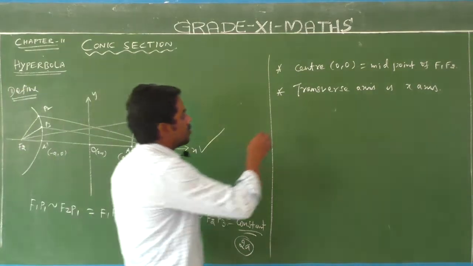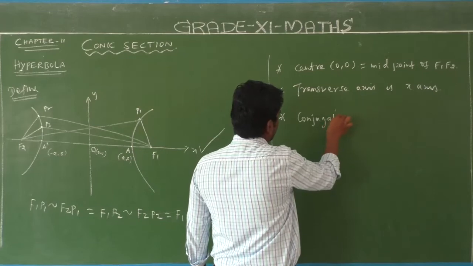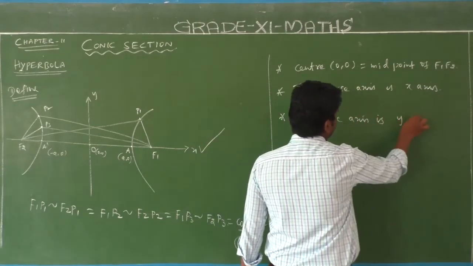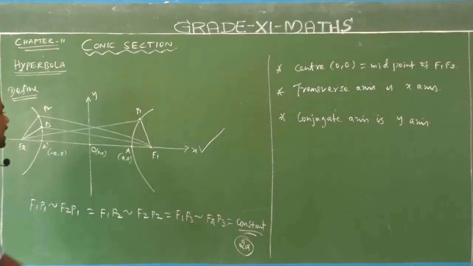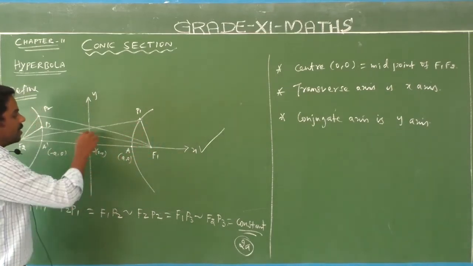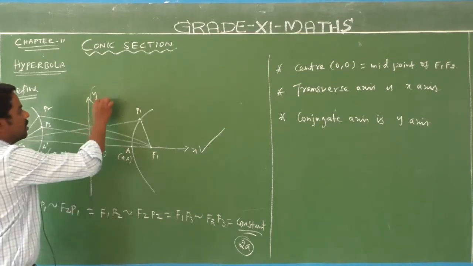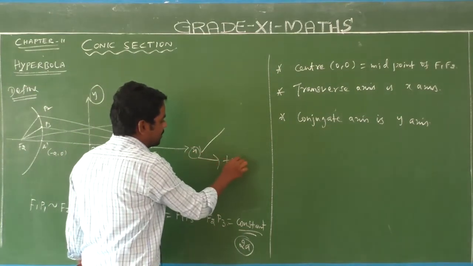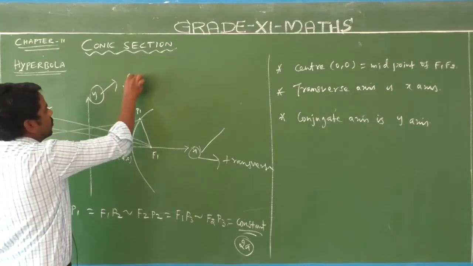And the conjugate axis here is the y axis. The conjugate axis means the line segment perpendicular to the transverse axis, and this line passes through the center (0, 0). This is called the conjugate axis. Here the x axis is the transverse axis, and this y axis is the conjugate axis.